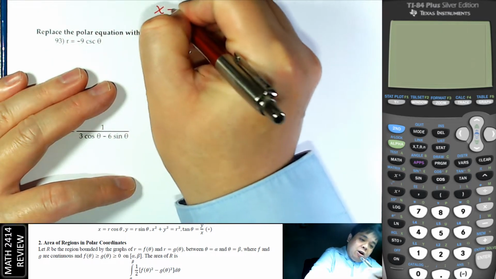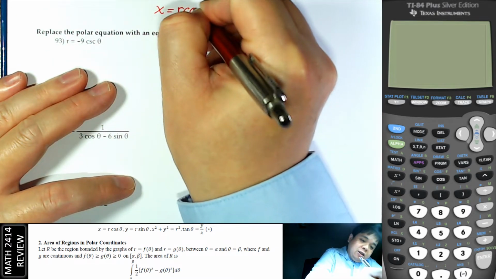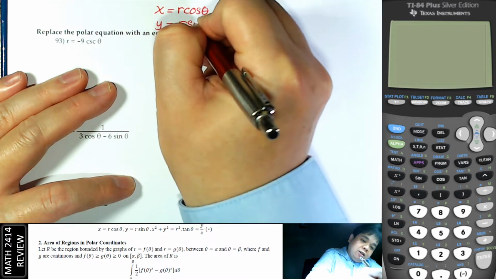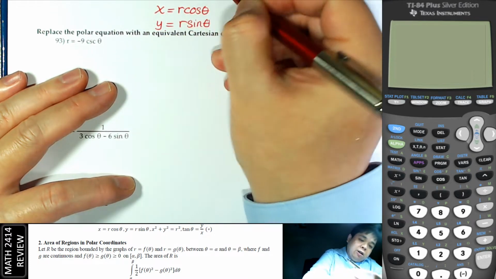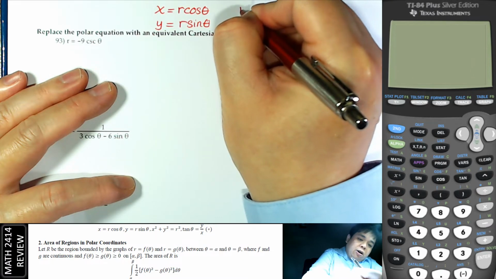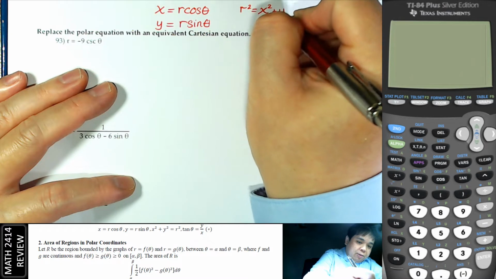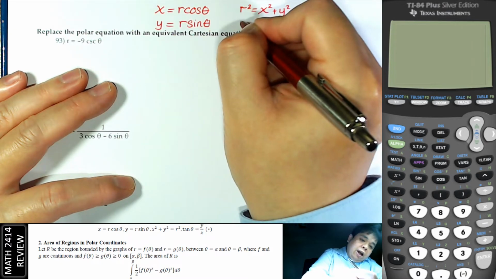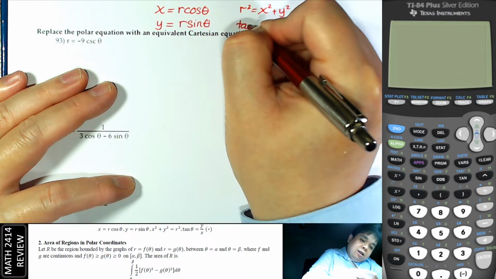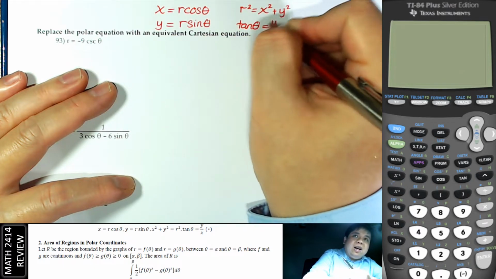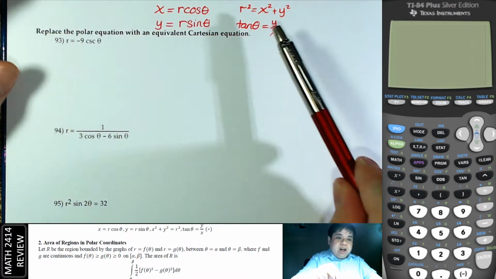X equal r cosine theta. Y equal to r sine theta. And r square is x square plus y square. And tangent of theta is y over x. Watch out for this. We have to check the quadrant.